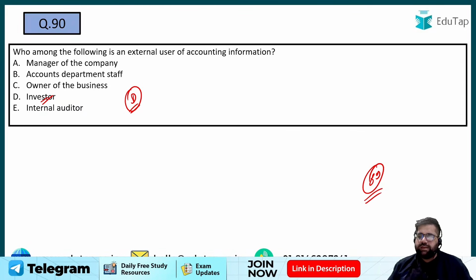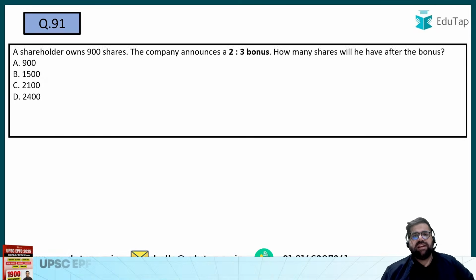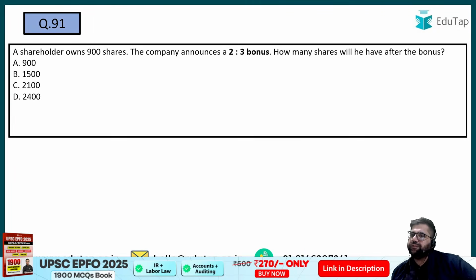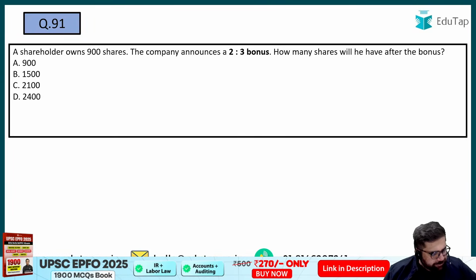Okay. चलिए 91 now. A shareholder owns 900 shares. A company announces bonus of 2:3. Now many people don't even understand that how the total number of shares will be calculated.